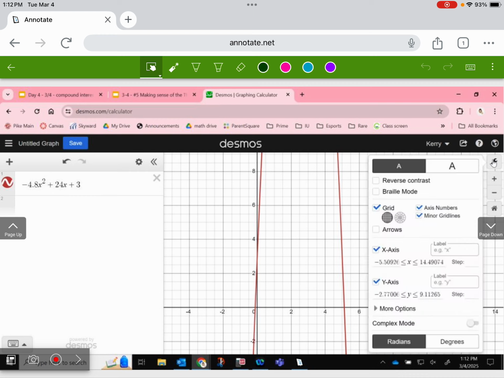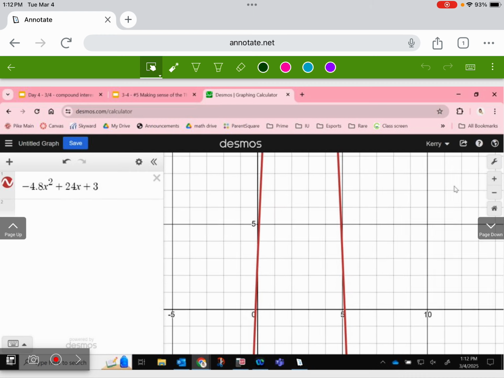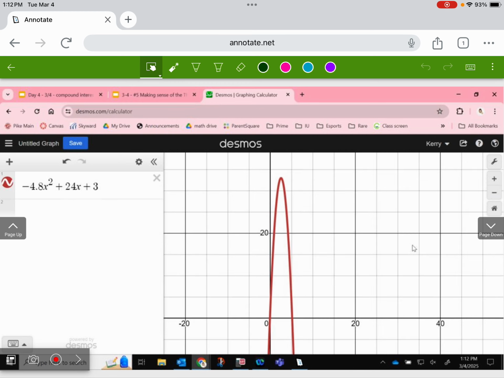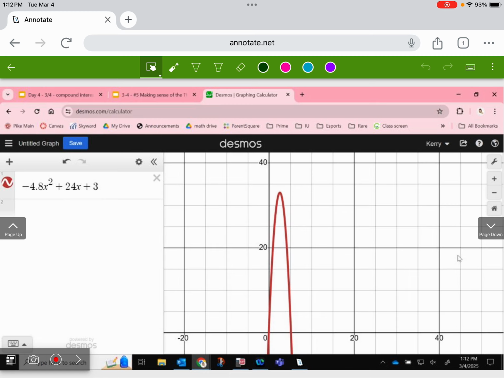I'm going to change a couple of settings just so it looks better on the screen, making everybody a little bit bold. So we can get our graph up here. About how high do you think this thing goes? And what time does it get there? 2.5 seconds.